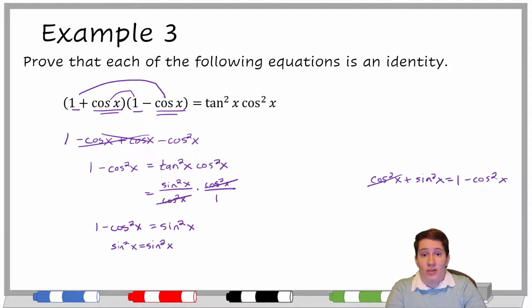Alternatively, we could have said, okay, I know that 1 equals cosine squared plus sine squared, so let me put that in, and then we would have subtracted cosine squared and still ended up with sine squared. So that's how that goes.